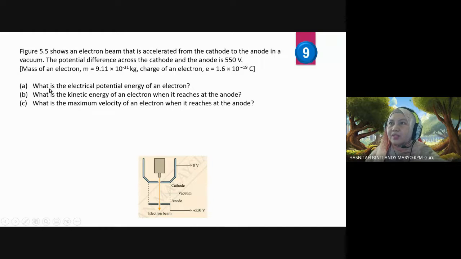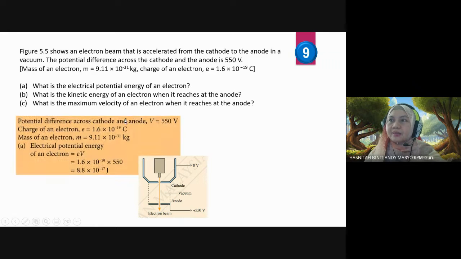So the first question, what is the electrical potential energy of an electron, student? Okay, how to find electrical potential energy? I showed to you the formula earlier. E equal to eV. Okay, electric potential energy, E equal to eV.